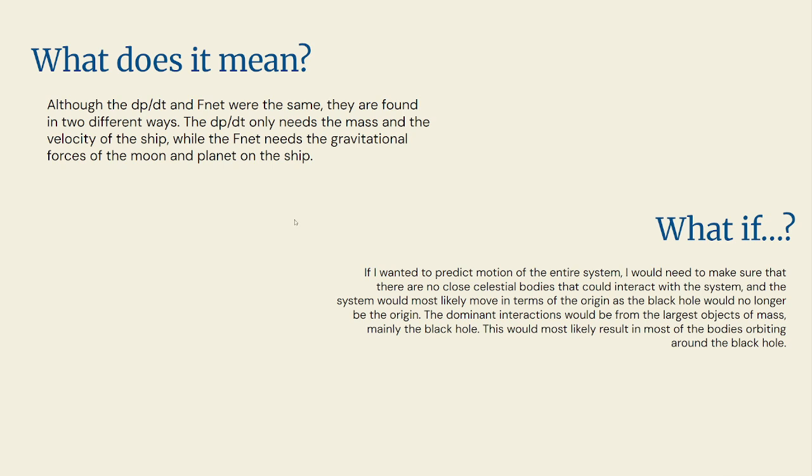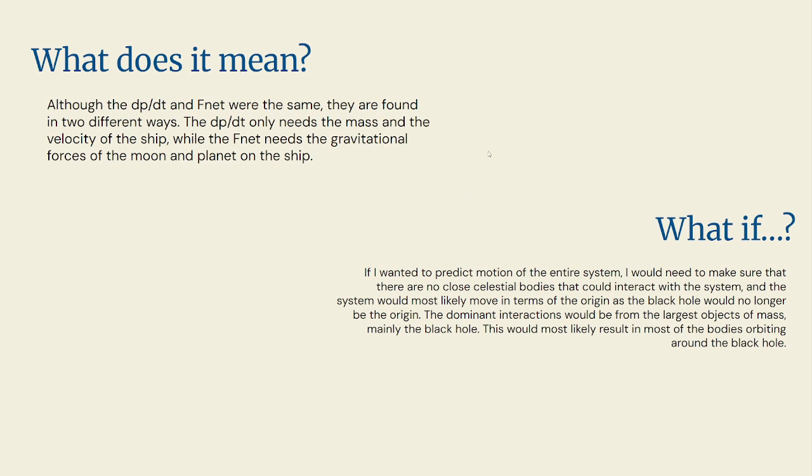So what does it mean? Although dp/dt, the change of momentum over time, and F-net were the same value-wise, they were found in two different ways. The dp/dt only needed the mass and the velocity of the ship, while the F-net needed the gravitational forces of the moon and planet on the ship, which you could see from our calculations.